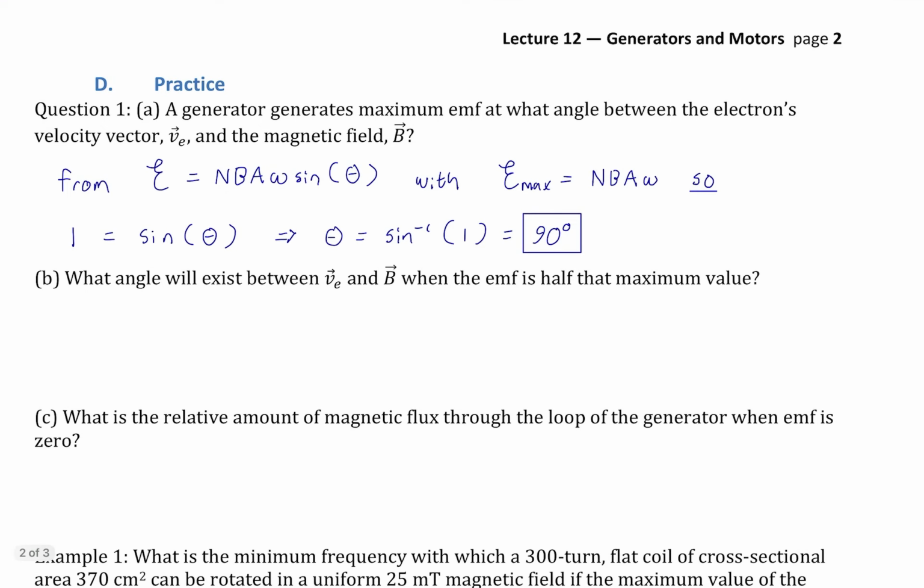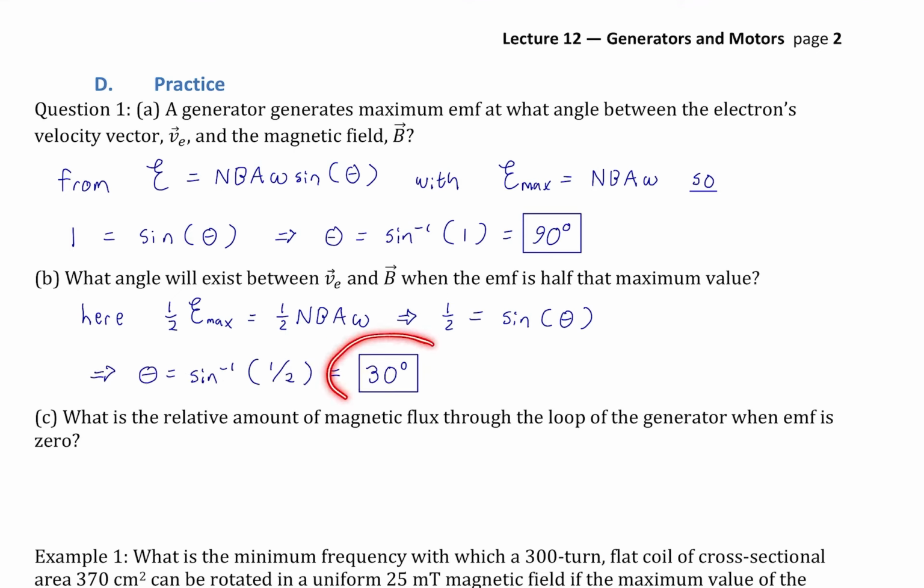Okay, all right, well, what angle will exist between the velocity vector of the electrons and the magnetic field when the EMF is half the maximum value? Would it be 45 degrees? No, because let's think about it. In this case, we want 1/2 the maximum, which we can write as 1/2 NBA omega. And then we're going to cancel out the expressions because we know that Emax is just NBA omega, all right? So then we just have 1/2 equals sine theta. Then we're going to do an inverse sine function to solve for theta.